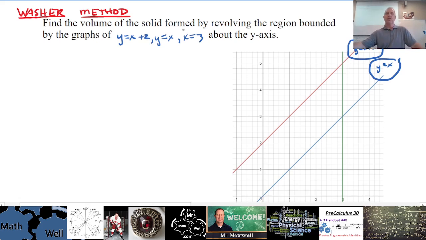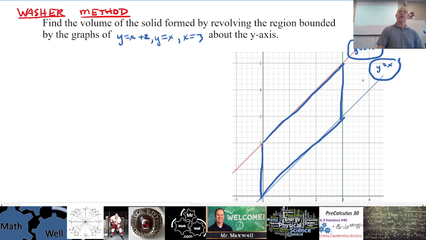So find the volume of the solid formed by revolving the region bounded by these graphs. So y equals x plus 2, that's the red graph right here at the top, the upper boundary. y equals x, that's the blue graph, this lower boundary here. And x equals 3, and the y-axis. So we've got the y-axis here, and we've got x equals 3. So basically, this is our region right here that's bounded. And what we're trying to do is revolve that around the y-axis, okay?